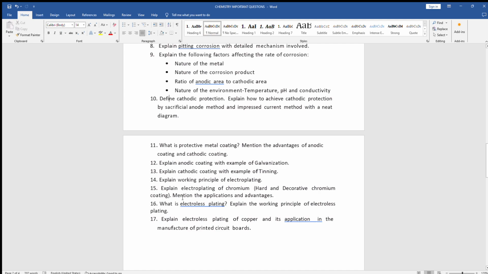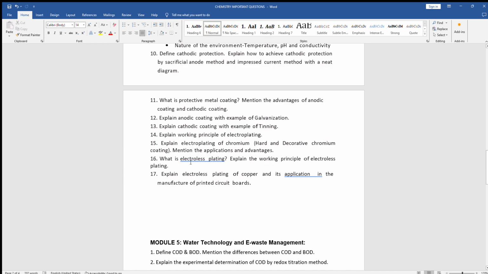14th one, explain working principle of electroplating. 15th one, explain electroplating of chromium. Hard and decorative chromium coating, mention the applications and advantages. 16th one, what is electroless plating? Explain the working principle of electroless plating. 17th one, explain electroless plating of copper and its application in the manufacture of printed circuit boards.